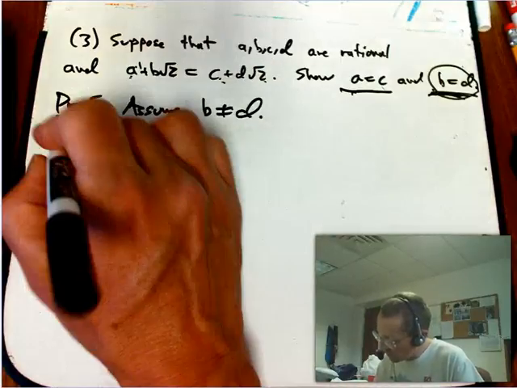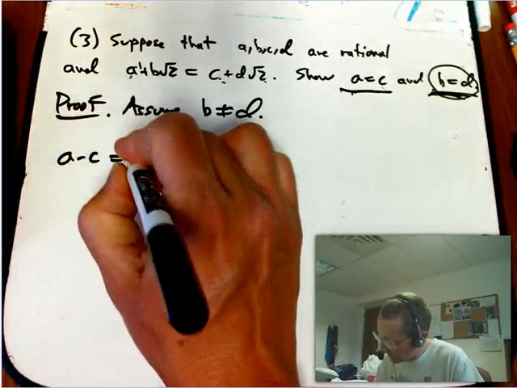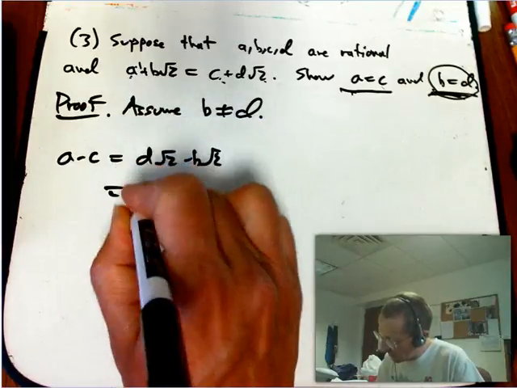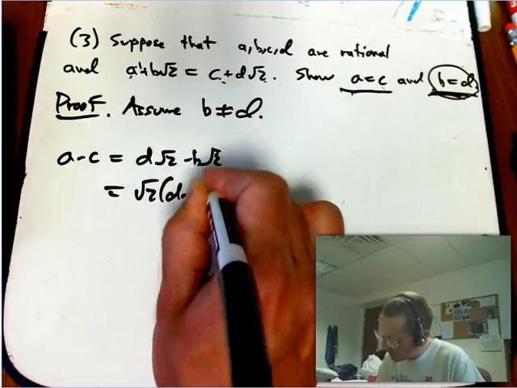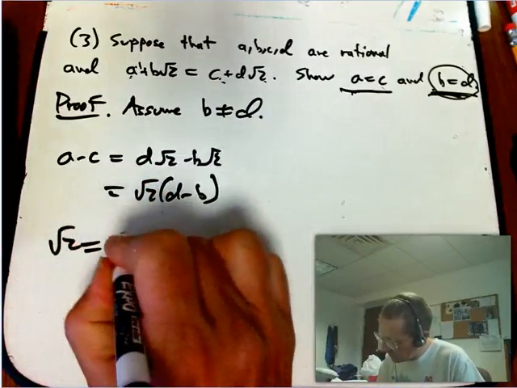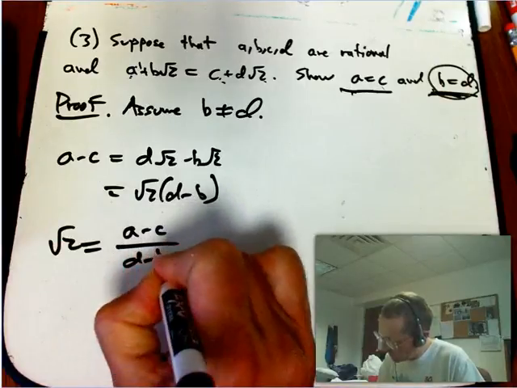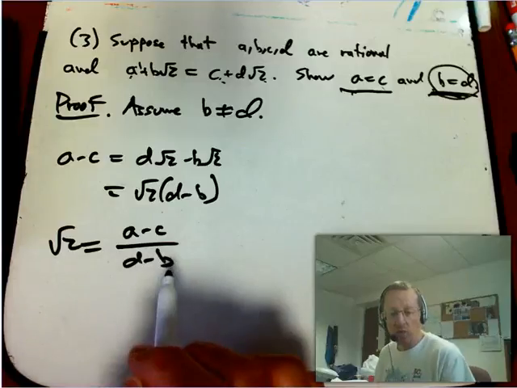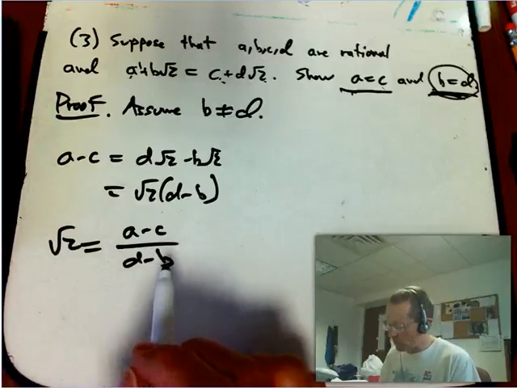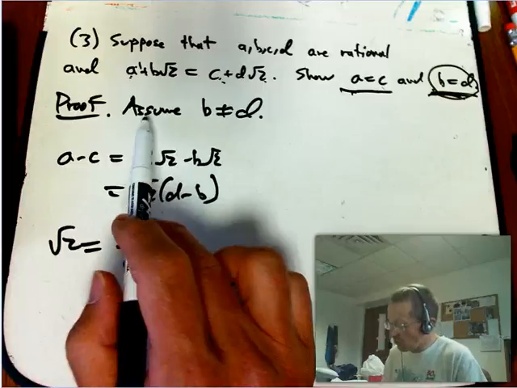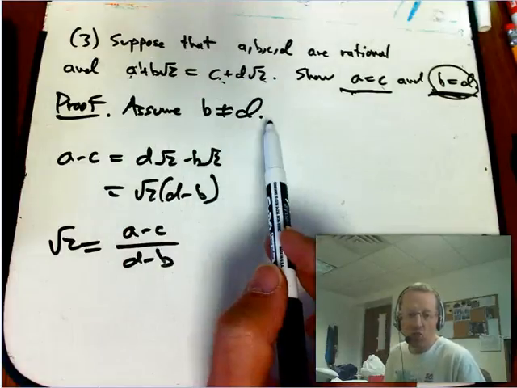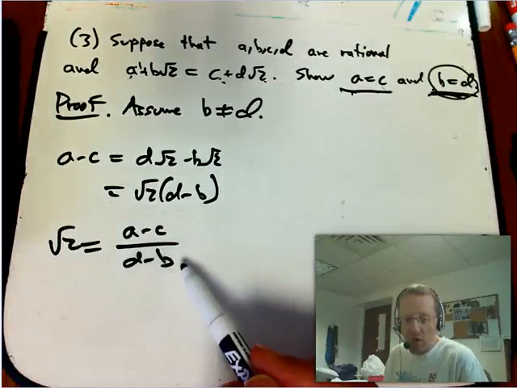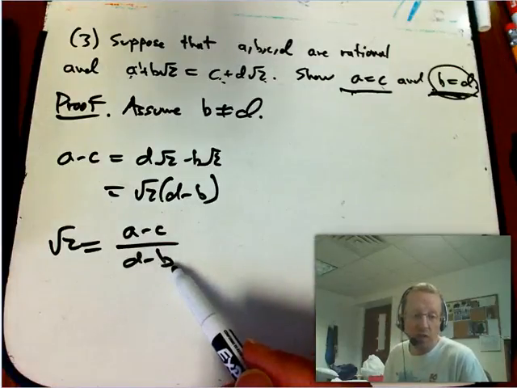I'm going to isolate root 2 here. a minus c is d root 2 minus b root 2, or it's root 2 times the quantity d minus b. So in other words, root 2 can be written as a minus c over d minus b. Hey, wait a minute, I could not have done that if d and b were equal. And so that's what really tells me, hey, what a great excuse to start a proof by contradiction of b equals d. The fact that I would really prefer to be able to assume that d is not equal to b.